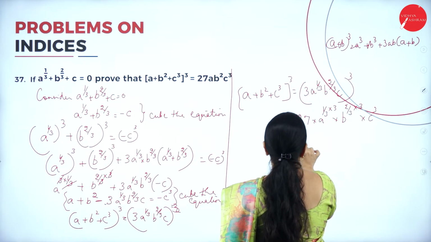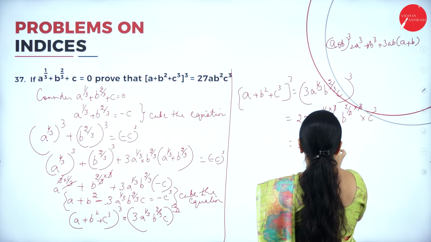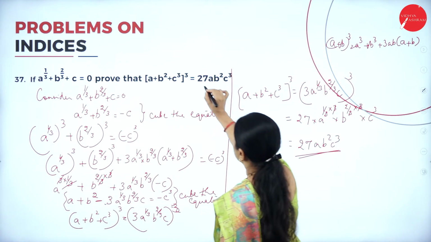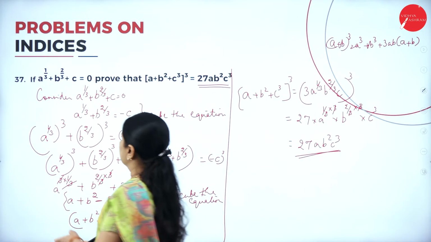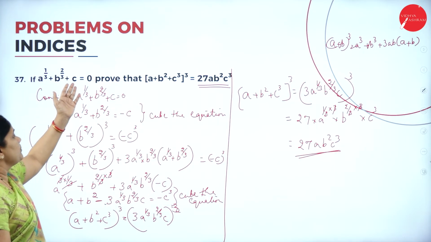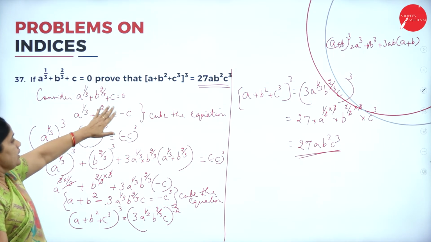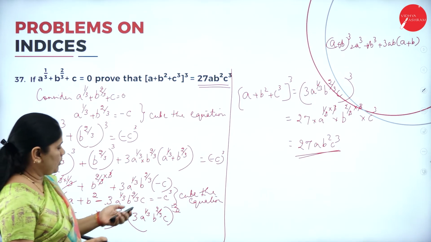So this will be equal to 27 into a b square c cube. So this is the given answer. Hope you have all understood this. So when you are given an equation of a to the power of 1 by 3, b to the power of 2 by 3 into c, then you have to follow these steps and simplify the problem.